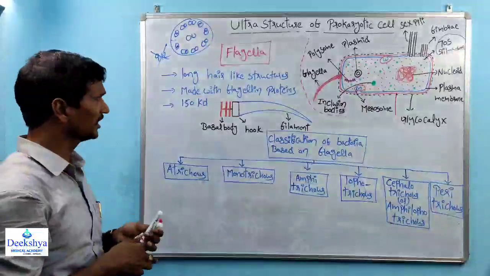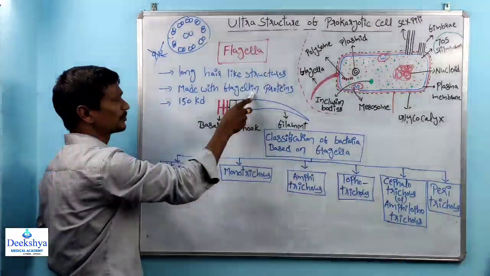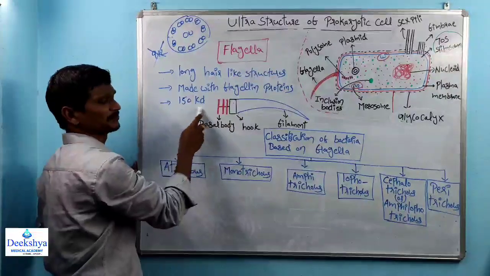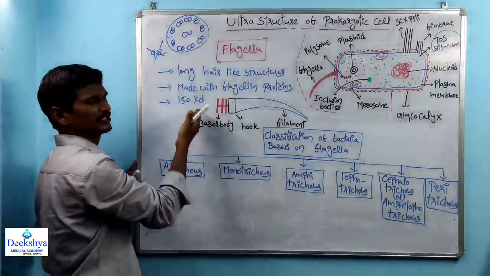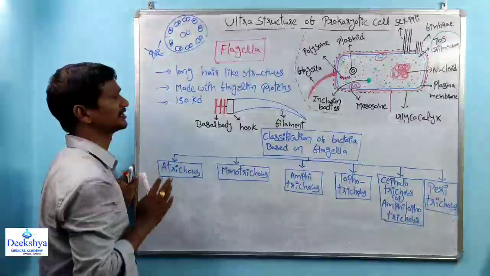Not showing the 9 plus 2 arrangement. The prokaryotic flagella is made up of flagellin protein, and the flagellin protein has an average molecular weight of 150 kilodaltons.